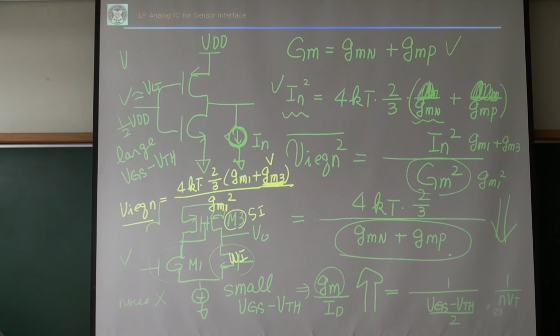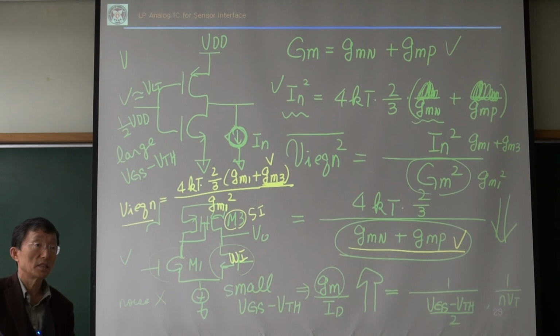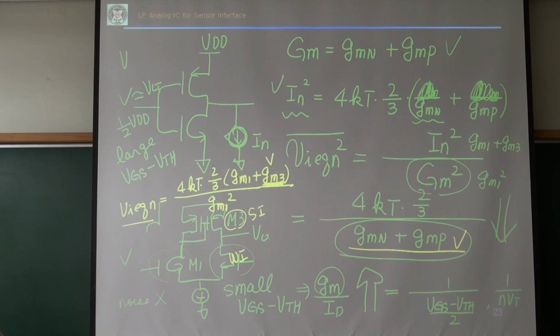But here, we don't have to worry about that strong inversion, weak inversion stuff, because if I just increase the magnitude of GM, it will reduce the input noise voltage. So this inverter amplifier has pretty good noise performance.